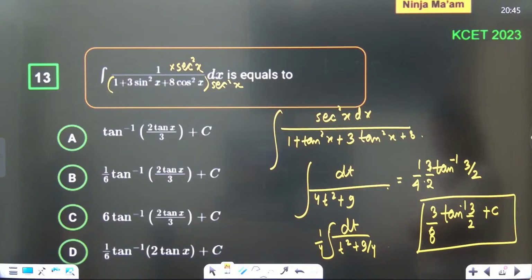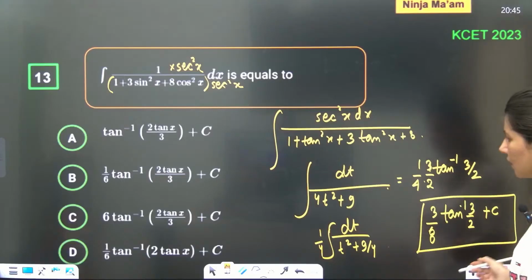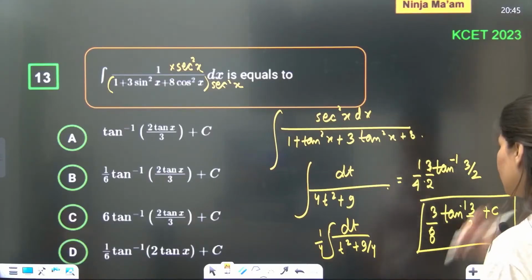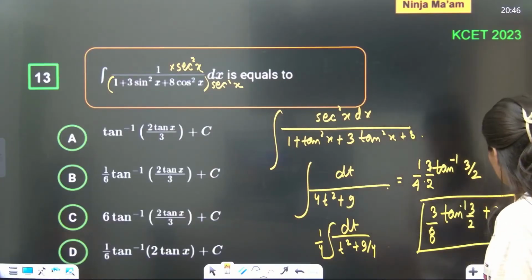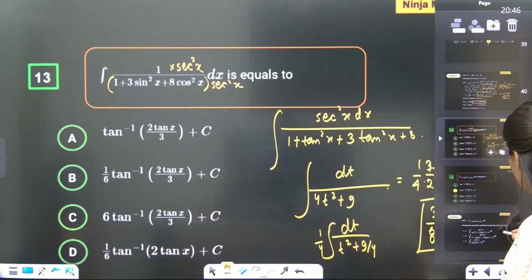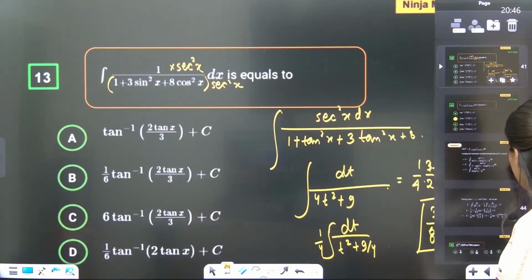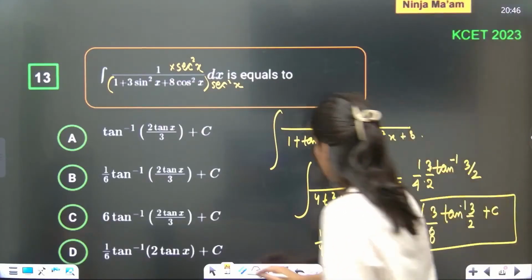Hold on. What is happening? If you put tan x equals t, so this is tan inverse 3 by, is it 3 by 2 or what? Hold on. So this is 4. If you take 4 common, it is 3 by 2. So 3 by 2, na? Hold on. Have I done any mistake? A. What is A? Tan inverse. Oops. Sorry.